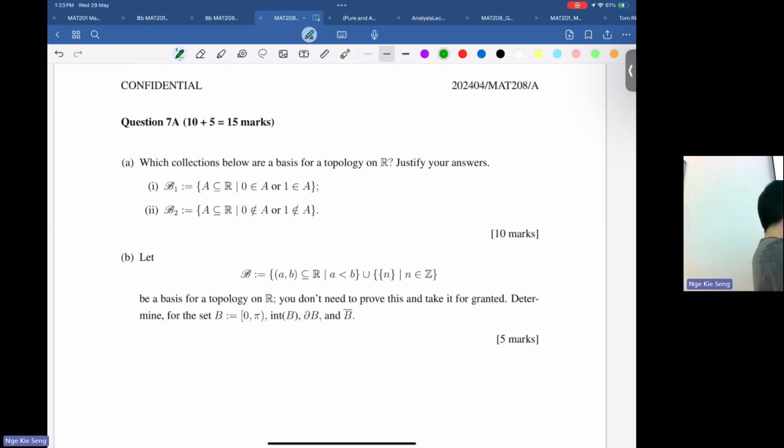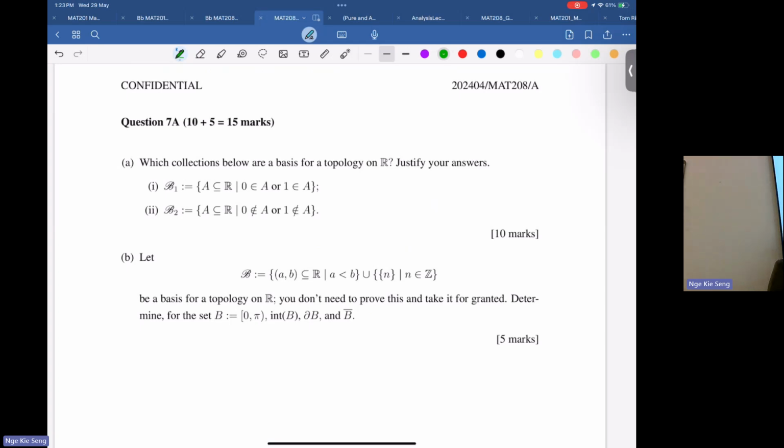Why do I say tricky? This is a bit different from the usual one, where I include singletons as open. The usual one is only this one, a less than b, the Euclidean topology. But now I include singletons. But these singletons are not at every point, only at the integers. I don't add every point. If every point, then nothing to do, it's like a discrete topology.